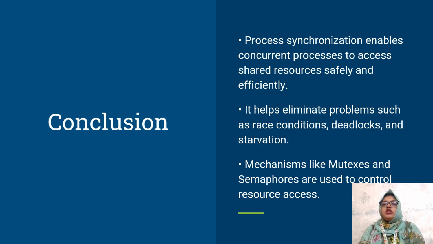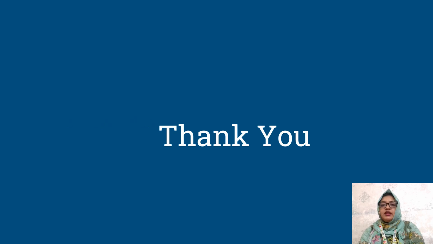Process synchronization enables concurrent processes to access shared resources safely and efficiently. It helps eliminate problems such as race conditions, deadlocks, and starvation. Mechanisms like mutexes and semaphores are used to control resource access. Thank you.